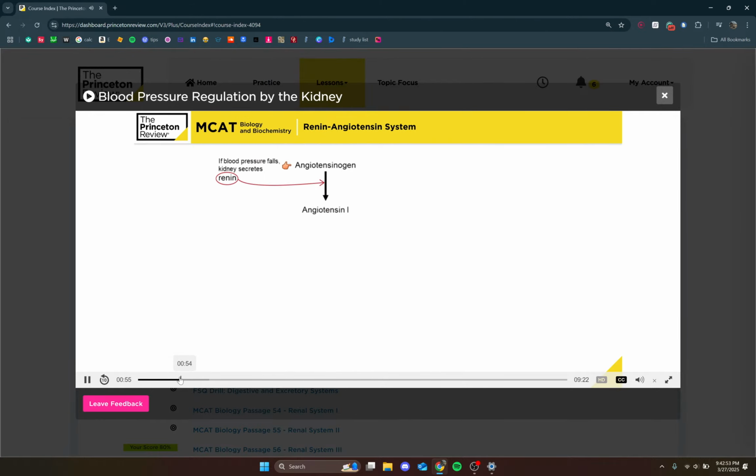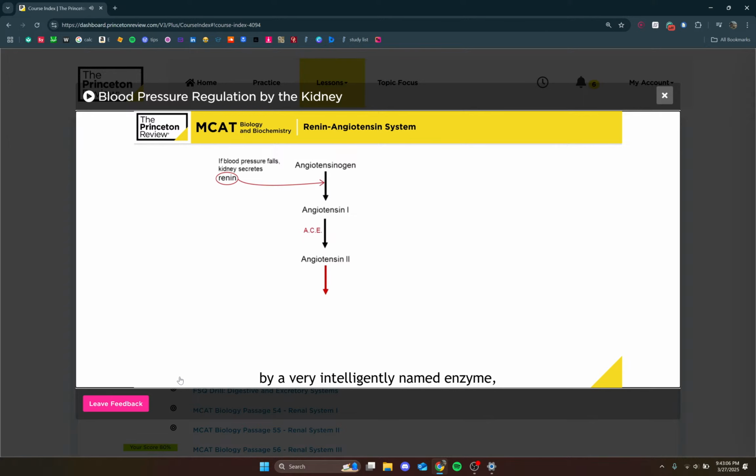Version ends in. So angiotensinogen is inactive. Angiotensin is active. Angiotensin 1 is further converted to an even more potent variety, called angiotensin 2, by a very intelligently named enzyme, the angiotensin converting enzyme. Angiotensin converting enzyme converts angiotensin 1 into angiotensin 2. And angiotensin 2 then has two direct effects. The first is that it is a very powerful systemic vasoconstrictor, and the second is that it helps to increase aldosterone release.